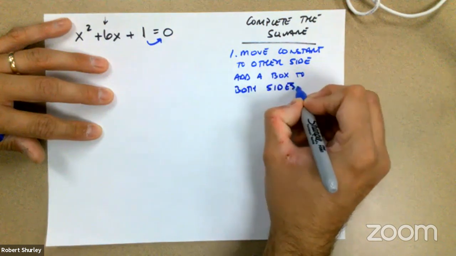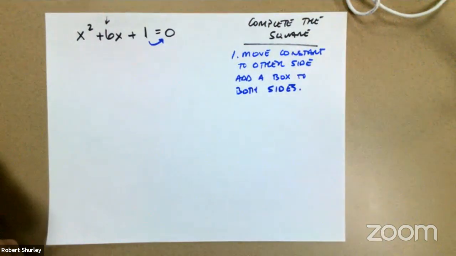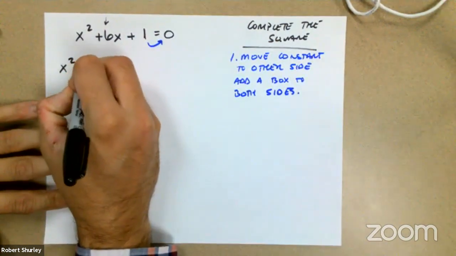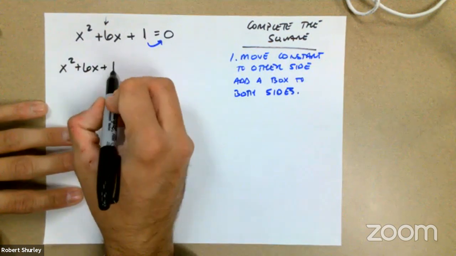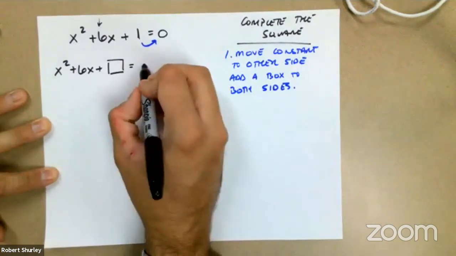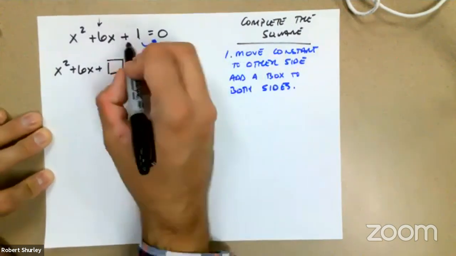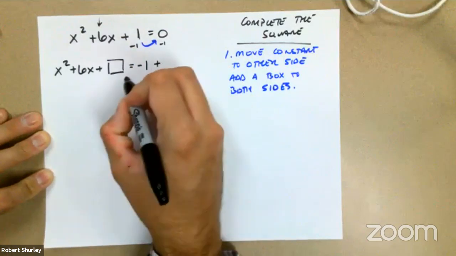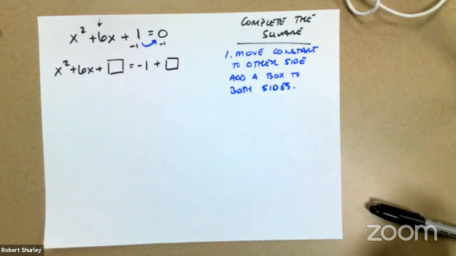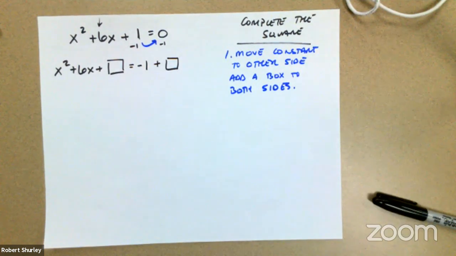I'm going to show you what that looks like. So I'm going to move the 1 over. Now, when I do that, of course, it's going to be -1 on the other side. So it's x squared plus 6x plus, now the box goes where the 1 was, and it equals -1. Remember, we moved the 1 over. Subtract the 1 on both sides. Plus, now look, it's an equation. If you add something to one side, you have to add it to the other. So step 1, move the constant to the other side and add a box to both sides. Boom, bingo, we did that.